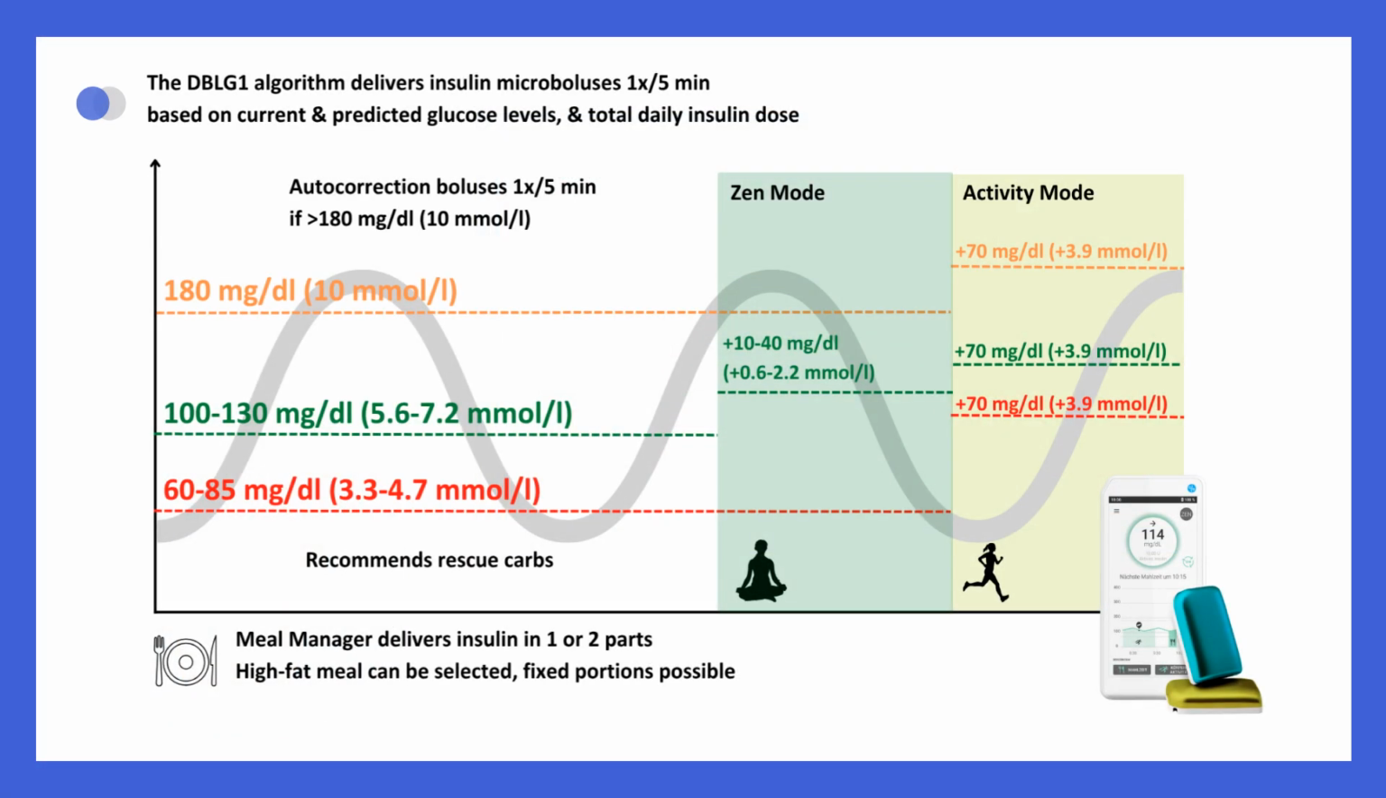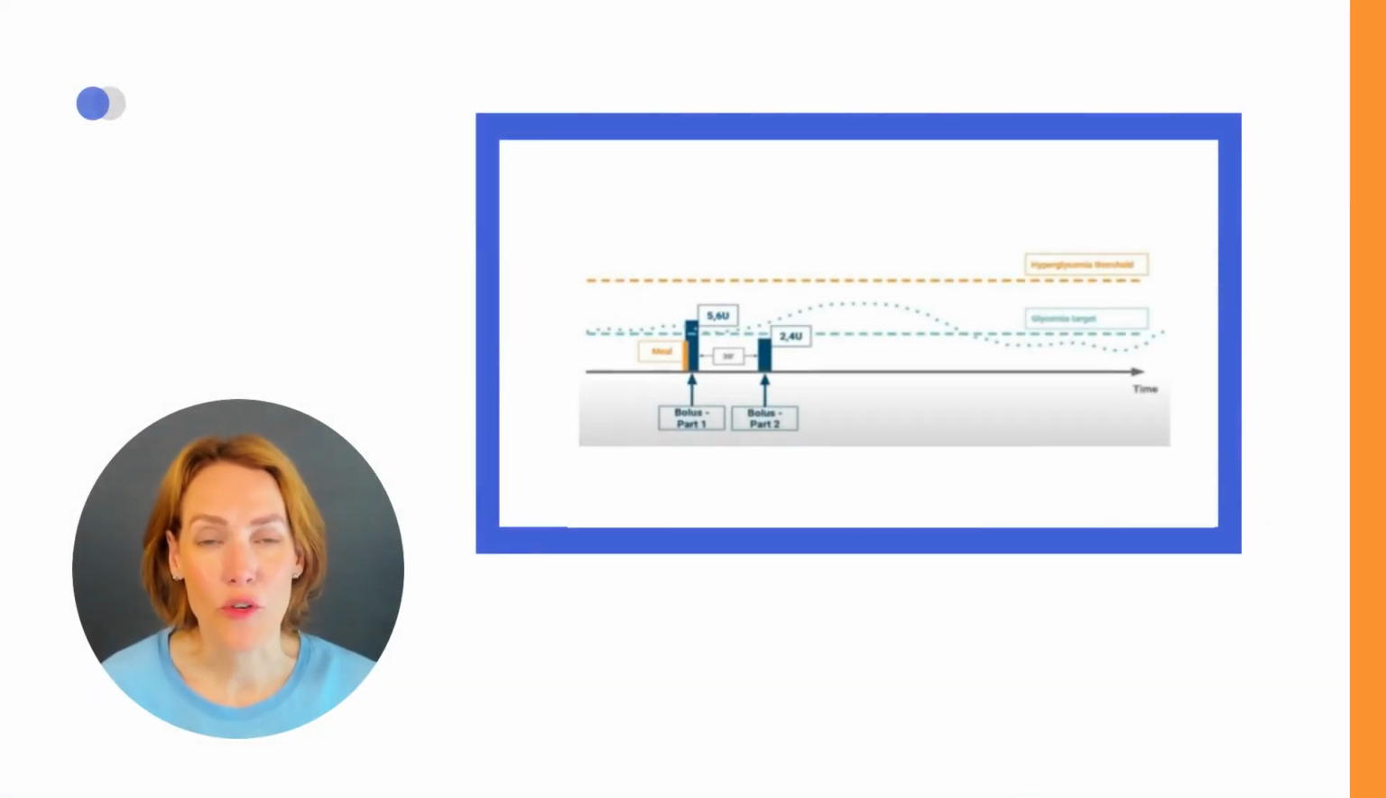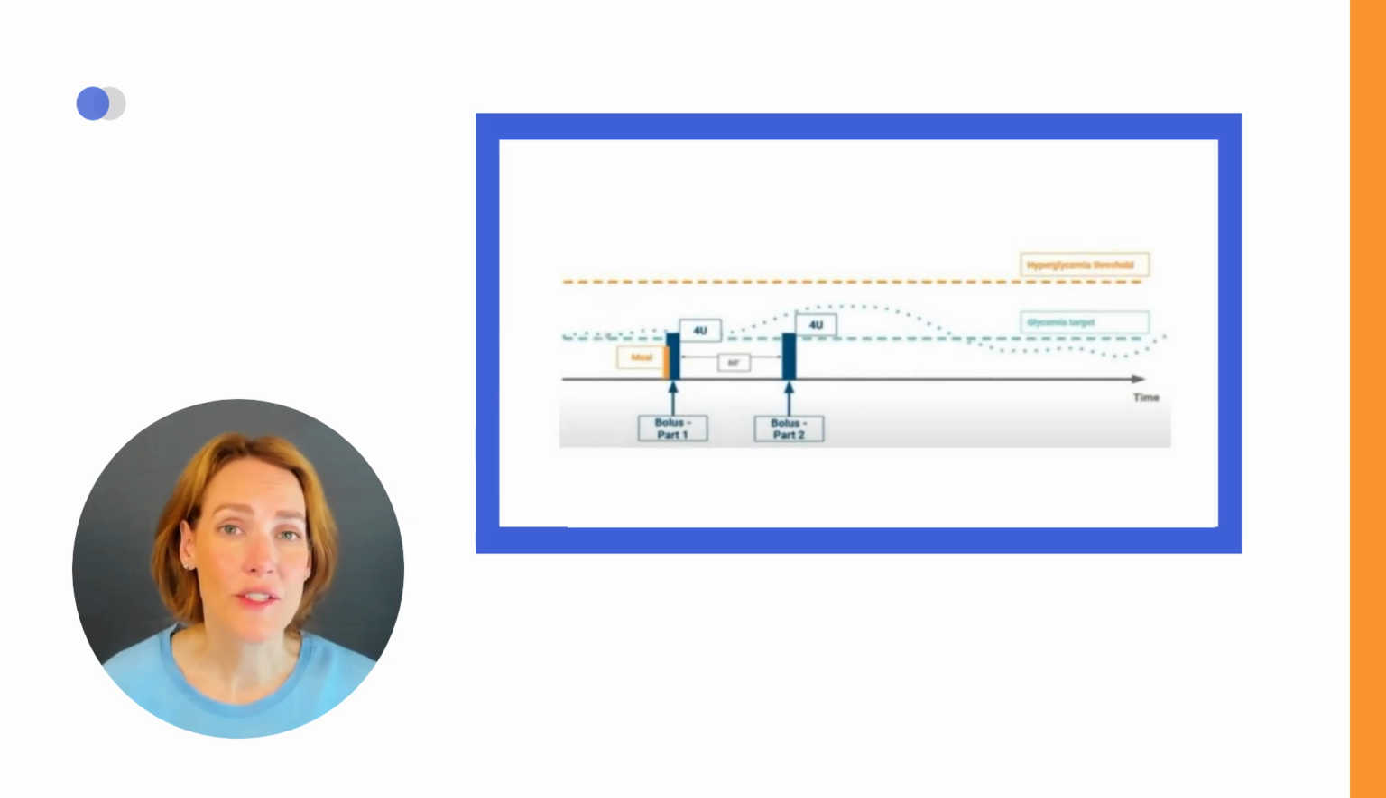The DBLG1 algorithm also features a unique meal management algorithm, which involves recommendations for administering the meal bolus. Here are the key aspects of the meal management algorithm. In some cases, the system divides the meal bolus into 2 administrations based on sensor glucose levels and the meal type. In the case of normal glucose levels, the first part of the bolus is given immediately, and the second part is administered after 30 minutes. For high-fat meals, the second part is administered after 60 minutes.